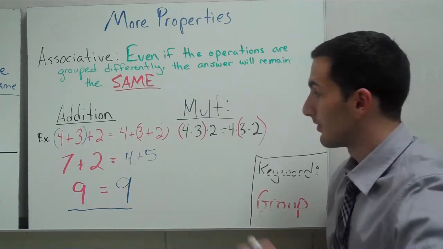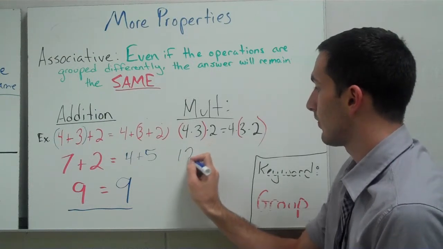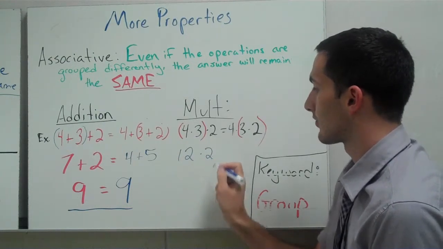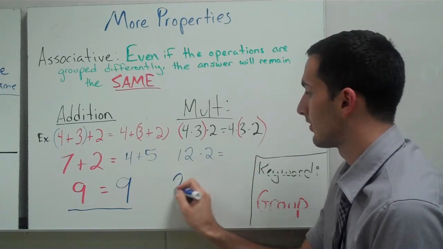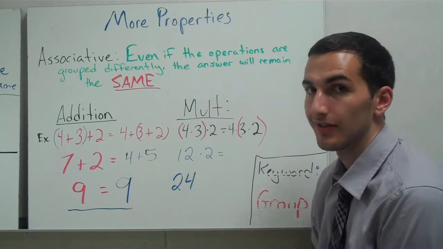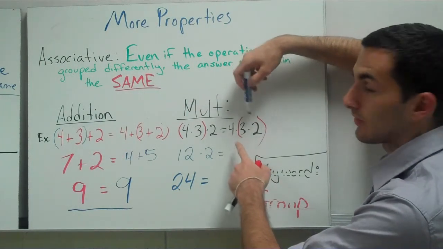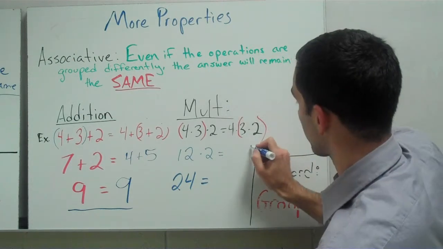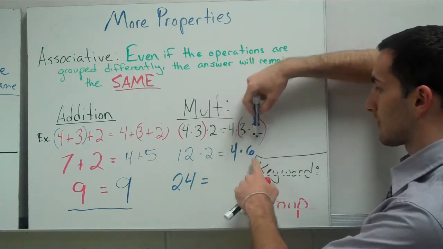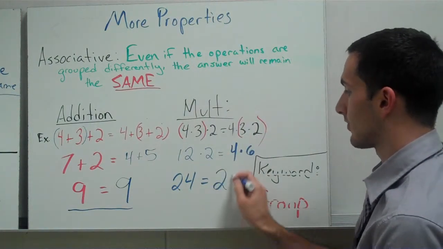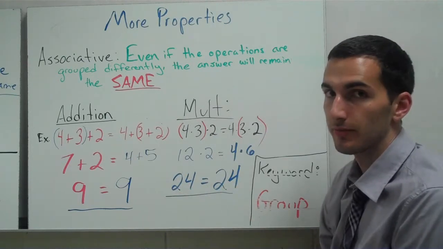Alright, as you can see, our grouping here is different than our grouping here. By the associative property, it should give us the same answer. Let's find out. 4 times 3 is 12 times 2. Bring down your equal sign. 12 times 2 is 24. Now let's see if the other side gives us the same thing. Over here we have parentheses first. 3 times 2 is 6. Bring down the 4. And 4 times 6 is 24. So we see that even though the grouping is different, our answer still remains the same.